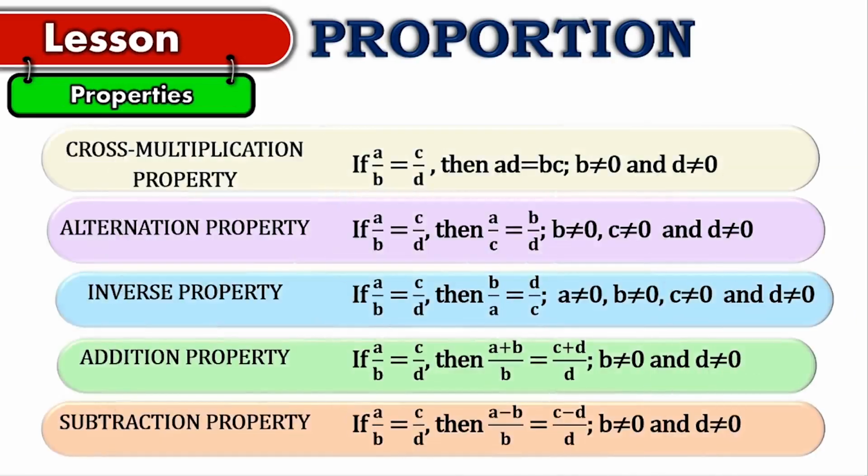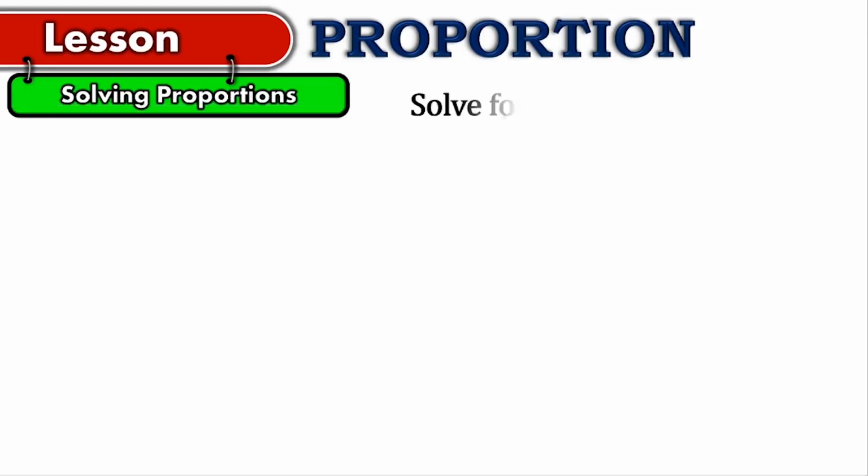The other properties of proportion are alternation property, inverse property, addition property, and subtraction property. These properties show several ways of rewriting proportions that do not alter the meaning of their values. Let us solve for an unknown in a proportion.